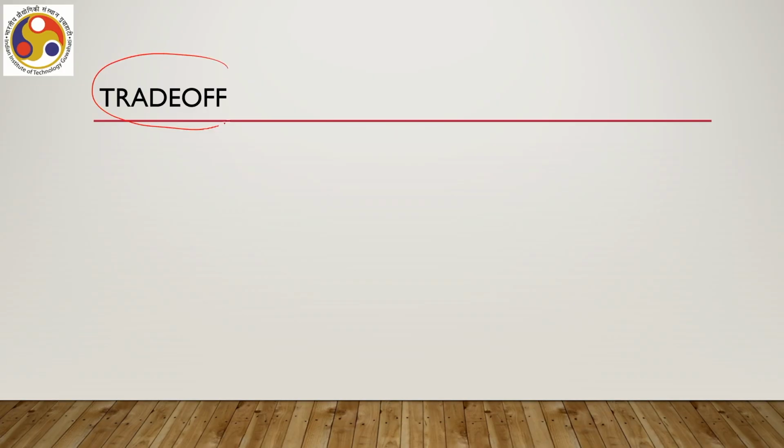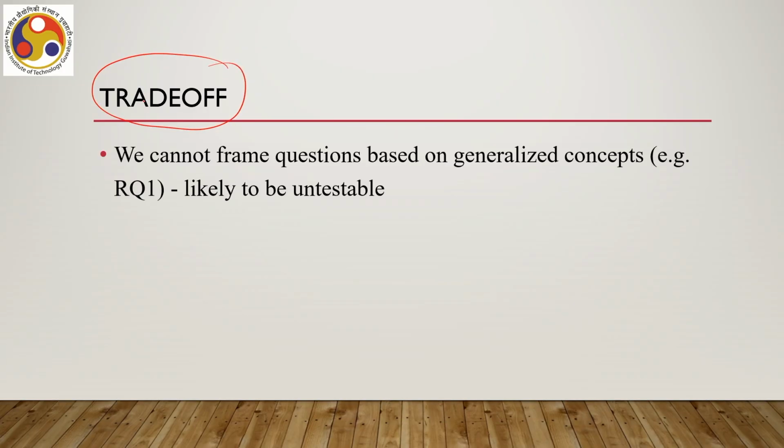Now, when we are given the task of framing research questions, it may happen that we have come up with testable questions, or it may so happen that we have come up with non-testable questions. So, which one is good, which one is bad, which one we should follow, these are issues that we need to resolve. Now, there is always a trade-off. We cannot frame questions based on generalized concepts. For example, RQ1, whether something is good, that is a very generic concept. What is good? It is not clear, it is ambiguous.